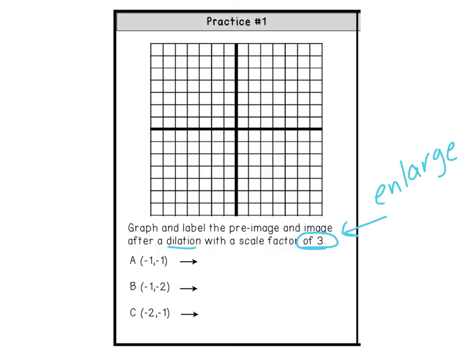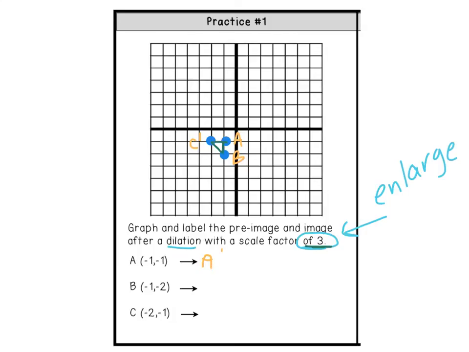So let's go ahead and graph our original first. So the original A is -1, -1. So our original A will be right here. And our original B will be -1, -2. Wait, let me back up and label everything. And then our original C is going to be -1, so back 1, down 1. So this is going to be a really tiny triangle. So that's going to be our C. Let's go ahead and connect everything. So a little itty-bitty triangle, but don't worry, we're going to make it 3 times bigger.